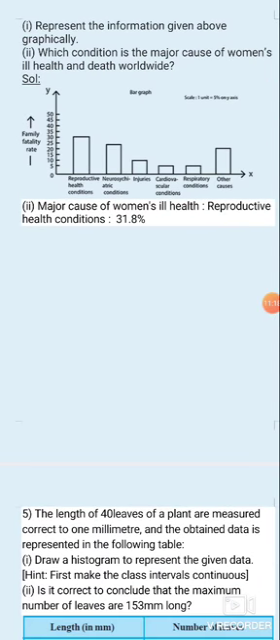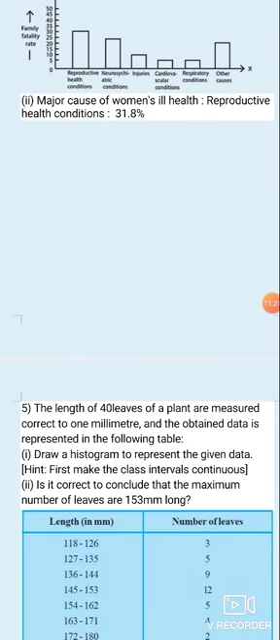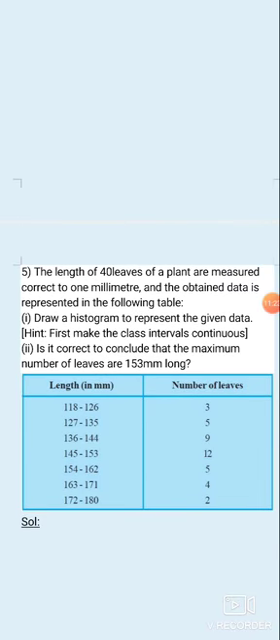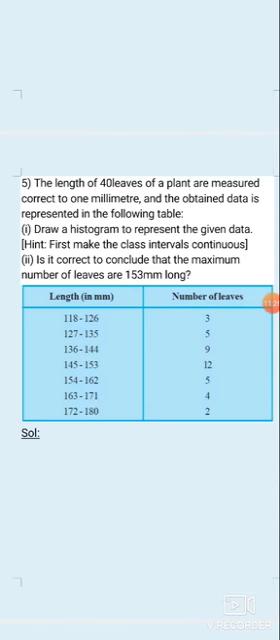Now the next one. The lengths of 40 leaves of a plant are measured correct to 1 millimeter, and the obtained data is represented in the following table. First one, draw a histogram to represent the given data. The hint is given first to make the class intervals continuous. So listen carefully, here the class intervals are not continuous. Second question, is it correct to conclude that the maximum number of leaves are 153 millimeter long?